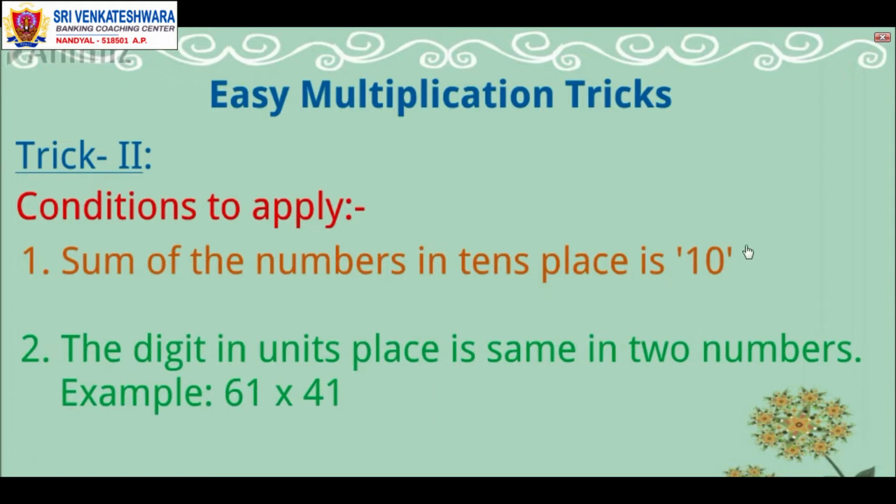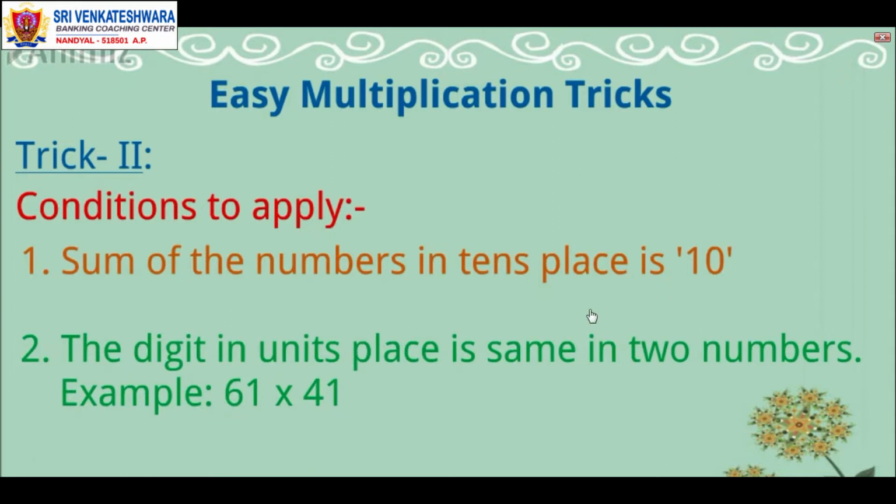Whereas in trick 1 it is reverse, right? Whatever digit is there in units place, if you add these two digits, the sum must be equal to 10. But here the sum of the digits in tens place must be equal to 10. It is in tens place. And in units place, the digits must be the same.